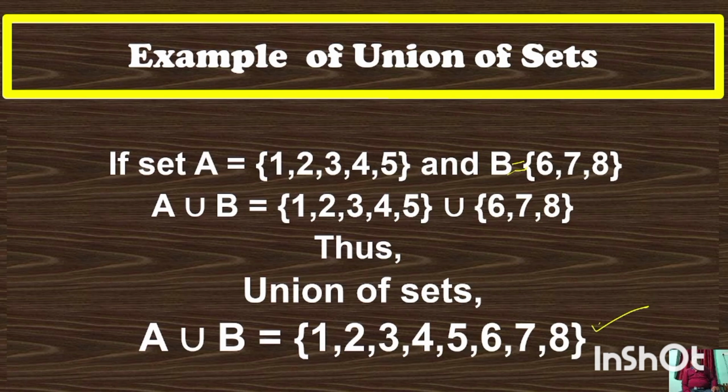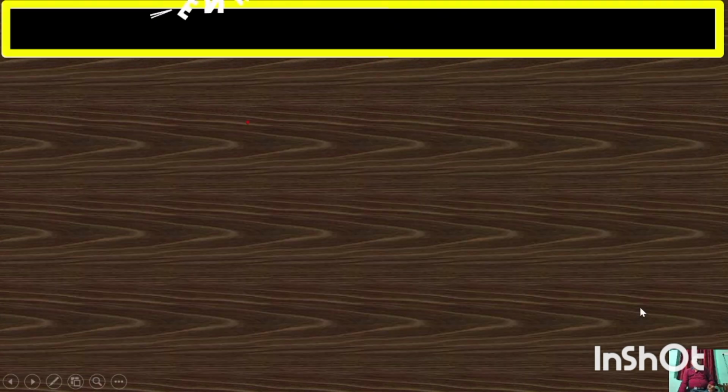Okay, so understood? Very simple. We have to take all the elements of A and all the elements of B, and by taking all the elements of A and B, we write them in curly brackets, and that brings out the formation of another set, and that set is known as A union B. Okay, understand? Very simple. Okay, let's see here.